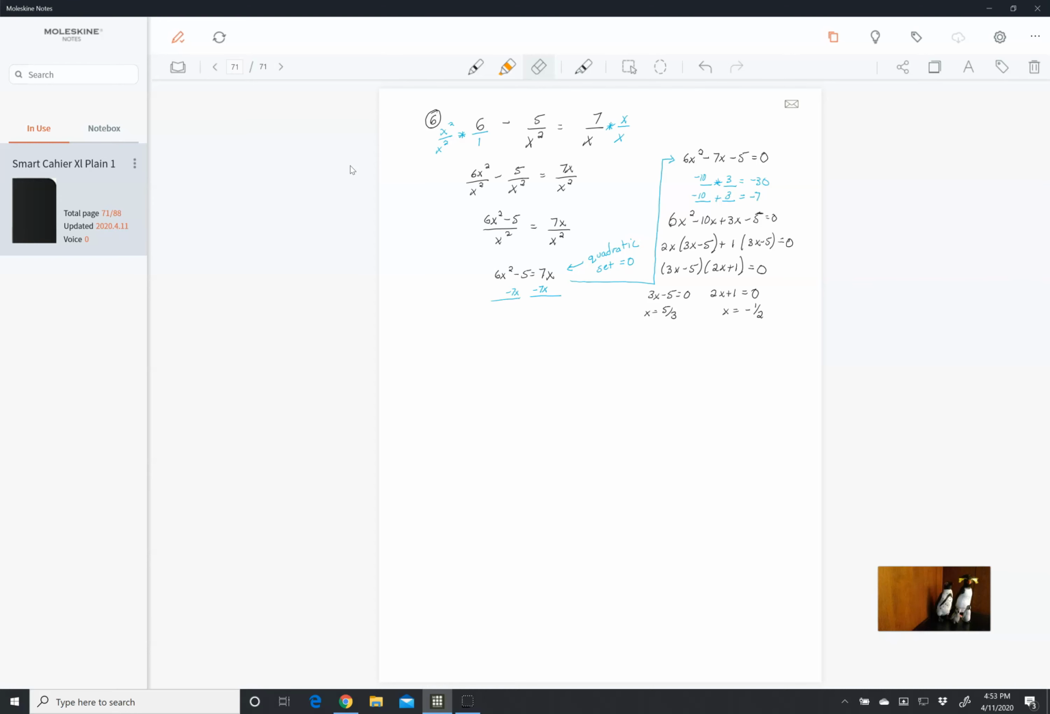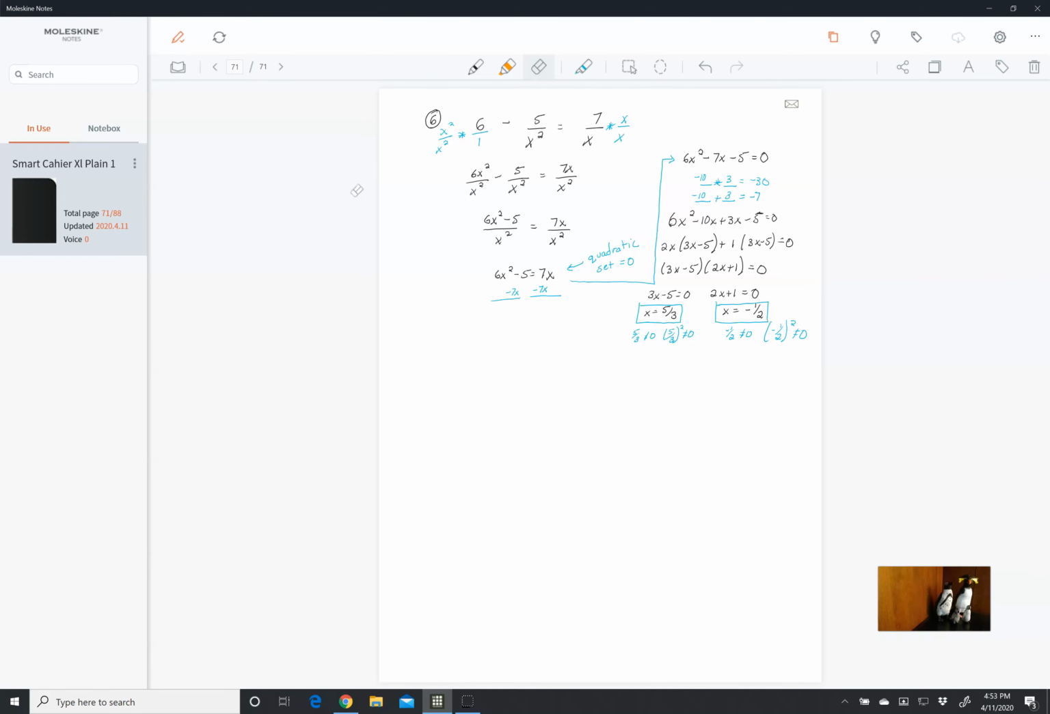Neither one of these are extraneous. 5 over 3 is not equal to 0, and 5 over 3 squared is not equal to 0. So this is a solution. And negative 1/2 is not equal to 0, and negative 1/2 squared is not equal to 0. So notice we're plugging into the original denominators.